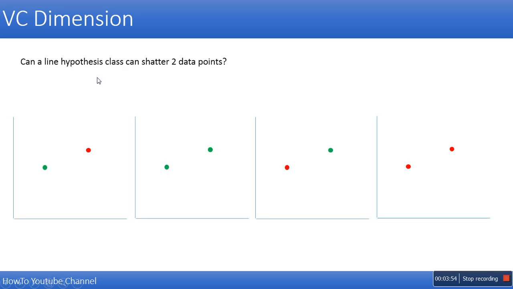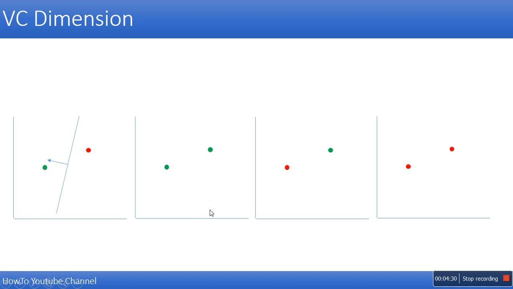Let's see, we want to check whether the line hypothesis class can shatter two data points or not. The total number of data points we are having is two. These are all the possible ways in which these two data points can be classified. Now, can we draw a line here which can separate one class from another? It's very easy. You can draw a line in between these two data points, and you can say all the points falling on this side belong to class green and this side class red.